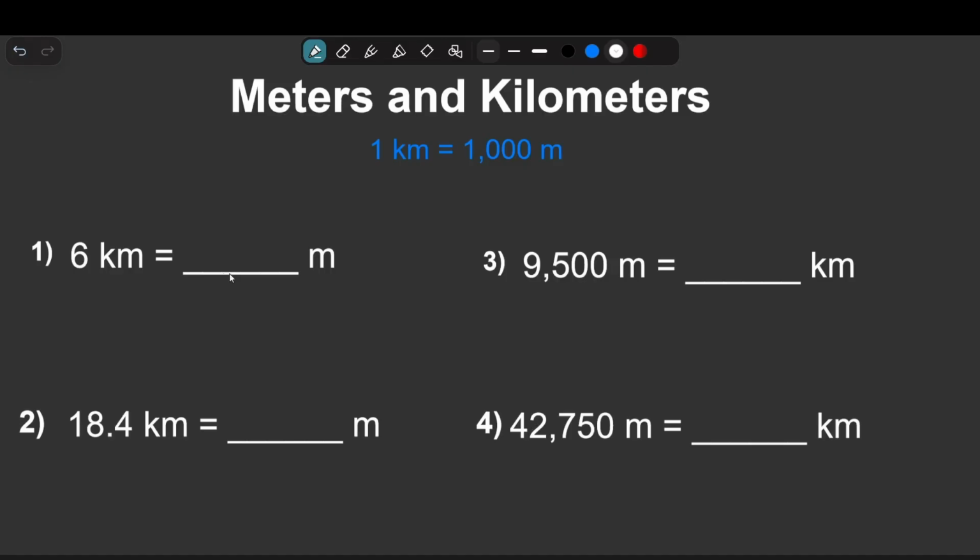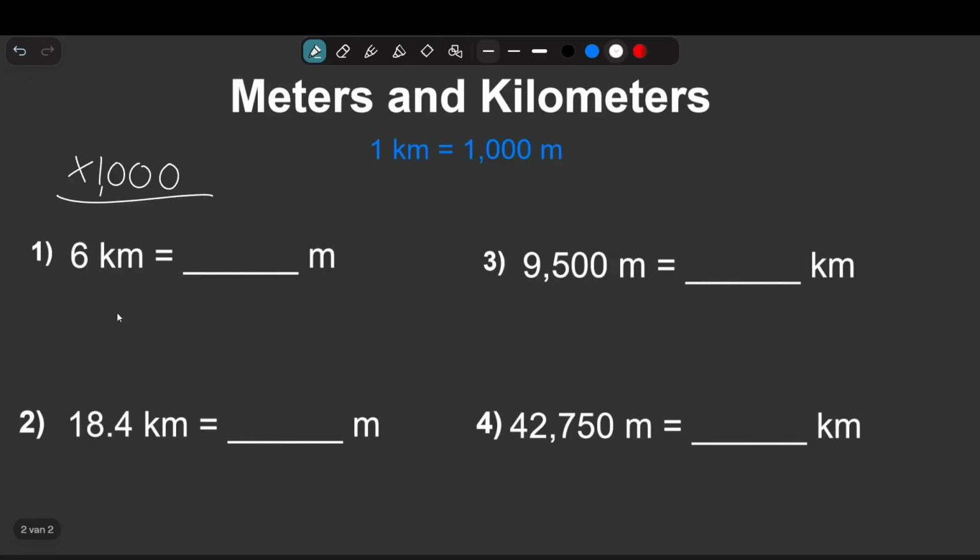So let's start with number 1, where we have 6 kilometers is equal to how many meters. So first thing we're going to do is check if we're going to a smaller unit or a bigger unit. Well, in this case, we're going to a smaller unit of meters. So we are going to multiply by 1,000. So I'm going to write up here so we don't forget. So we're going to multiply by 1,000.